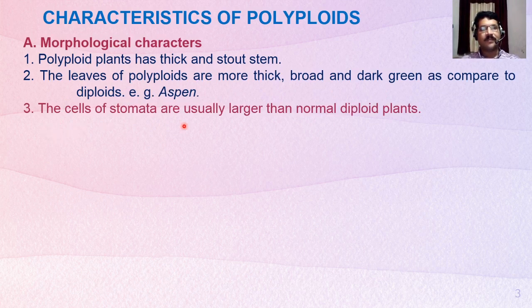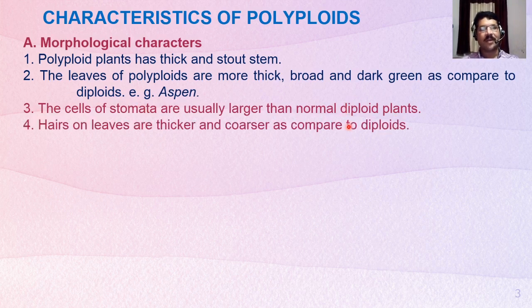The stomatal cells of these polyploids are usually larger than in normal diploid plants. If you see the anatomy of stomata of these polyploid plants, they are somewhat larger than the diploid plant stomata. Then hairs on leaves are thicker and coarser as compared to diploid plants. The polyploid leaves contain hairs that are thicker and coarser than the diploid leaves.